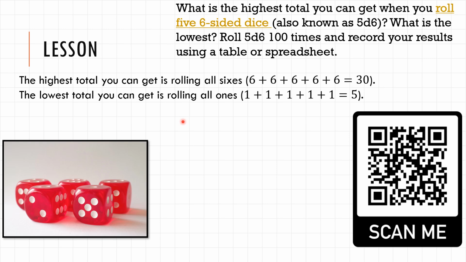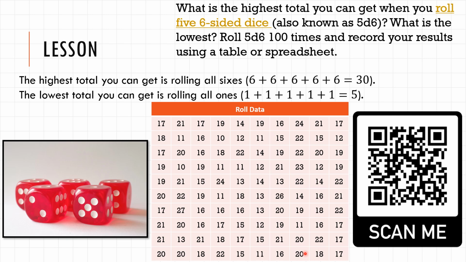An easy way to do that would be to make a 10 by 10 grid, 10 rows, 10 columns on a piece of paper. And then whenever you roll the dice, write down the total that you got until the grid is filled out. And I'll give you an example of that before you start.